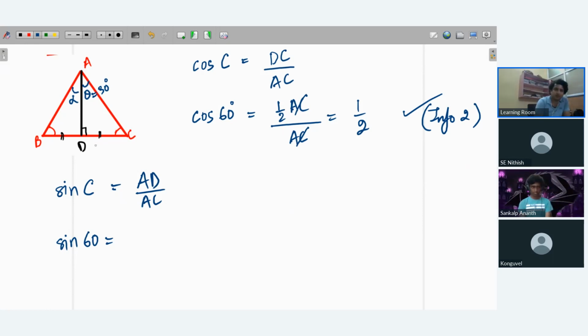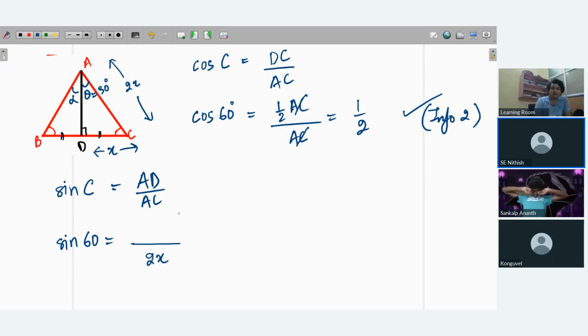Or you can say that if DC is x, because I know cos 60 is 1 by 2, AC must be 2x, right? Yes, sir. Because then only DC over AC is 1 by 2. So if AC is 2x, AD must be... No, not 1 by 2x.